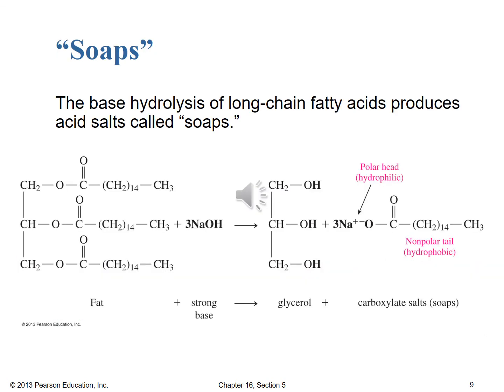So we call it saponification because it's a soap-forming reaction. The base hydrolysis of long-chain fatty acids produces these acid salts called soaps. And we see here, if we take a typical fat, a triglyceride, we'll talk about lipids in an upcoming chapter, in the presence of a strong base, we'll go ahead and form the alcohol. In this case, because it's a triglyceride, we form glycerol, which is a triol, a 3-hydroxyl group alcohol, plus 3 moles of sodium carboxylate.